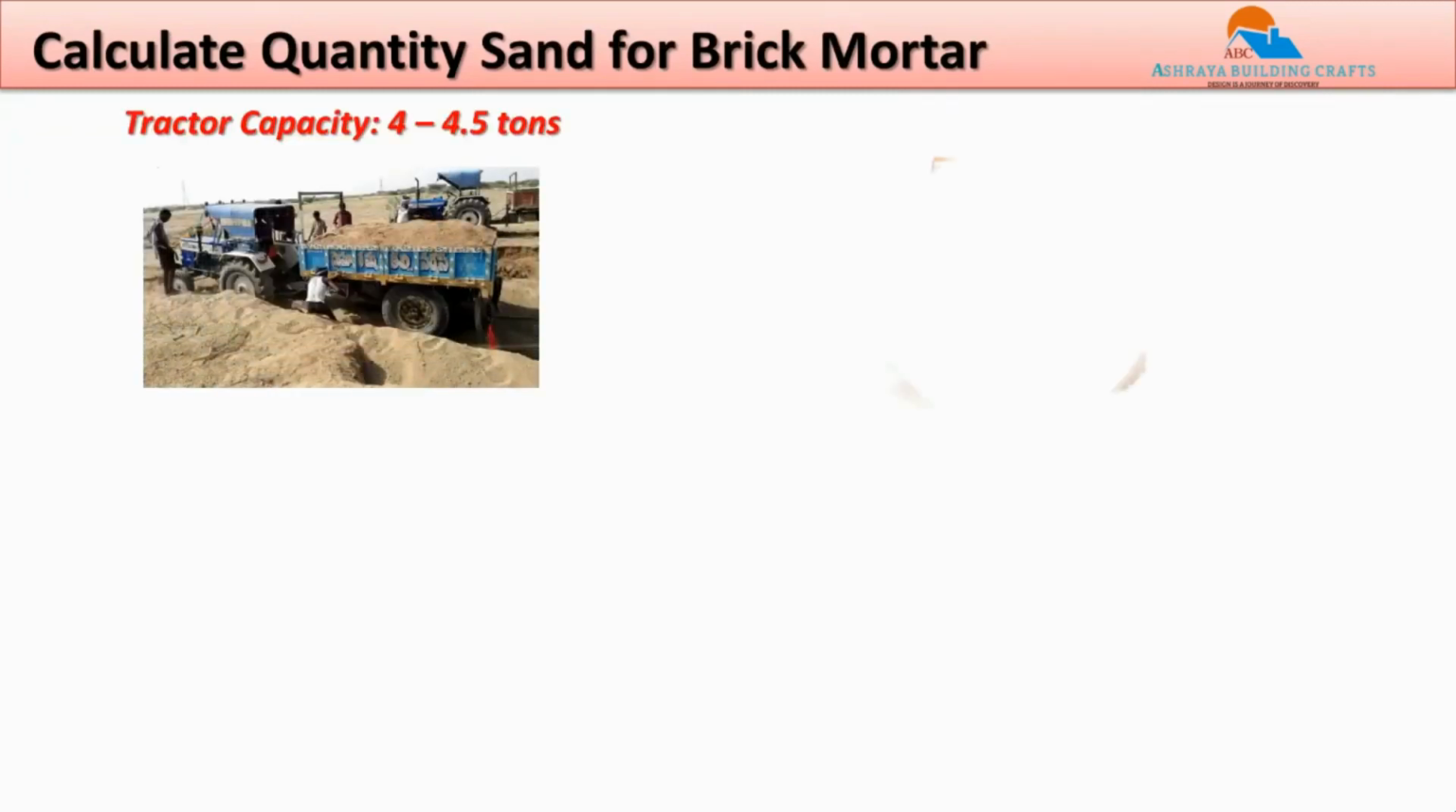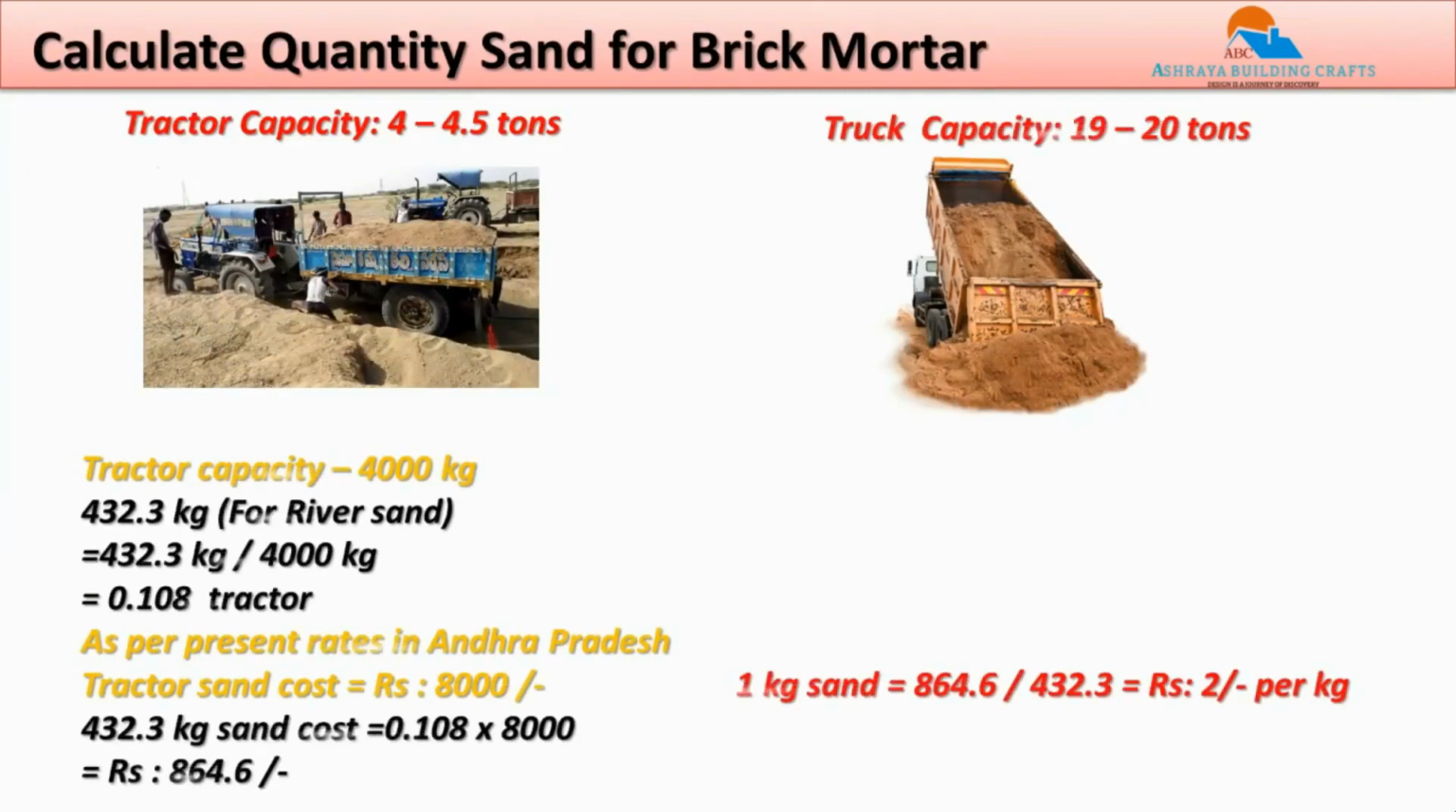Majorly we use a tractor and a truck for transportation of sand. Tractor capacity 4 to 4.5 tons, truck capacity 19 to 20 tons. Tractor capacity 4000 kg results 0.108 tractor for 1 cubic meter. As per present rates in Andhra Pradesh, tractor sand cost rupees 8000 results 864.6 rupees for 1 cubic meter. 1 kg of sand as per present rates is rupees 2 per kg. Let's start our video.